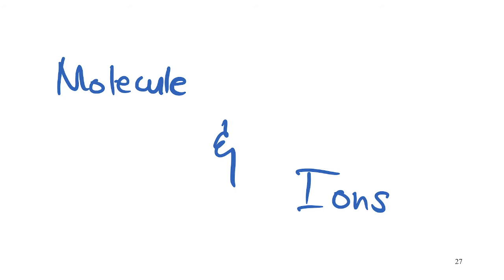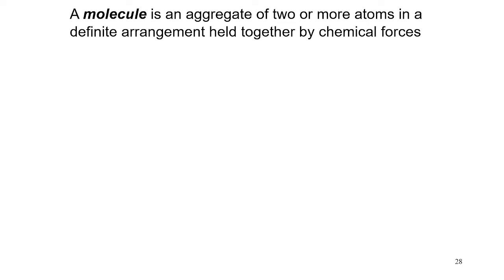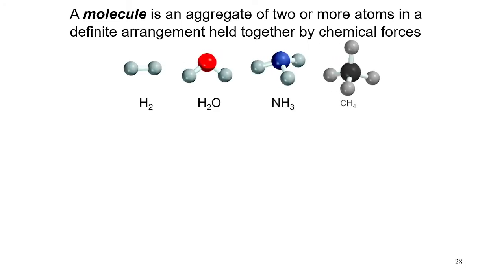Yes. But anyway, let's first discuss what is a molecule and what is an ion. So, a molecule is actually an aggregate of two or more atoms in a definite arrangement held together by chemical forces. So, this is not just some atoms na katabi. Ganyan. They are bonded. So, they are bonded by chemical means, it can be a single bond, double bond, whatsoever, a triple bond in some cases. So here are some examples of molecules.